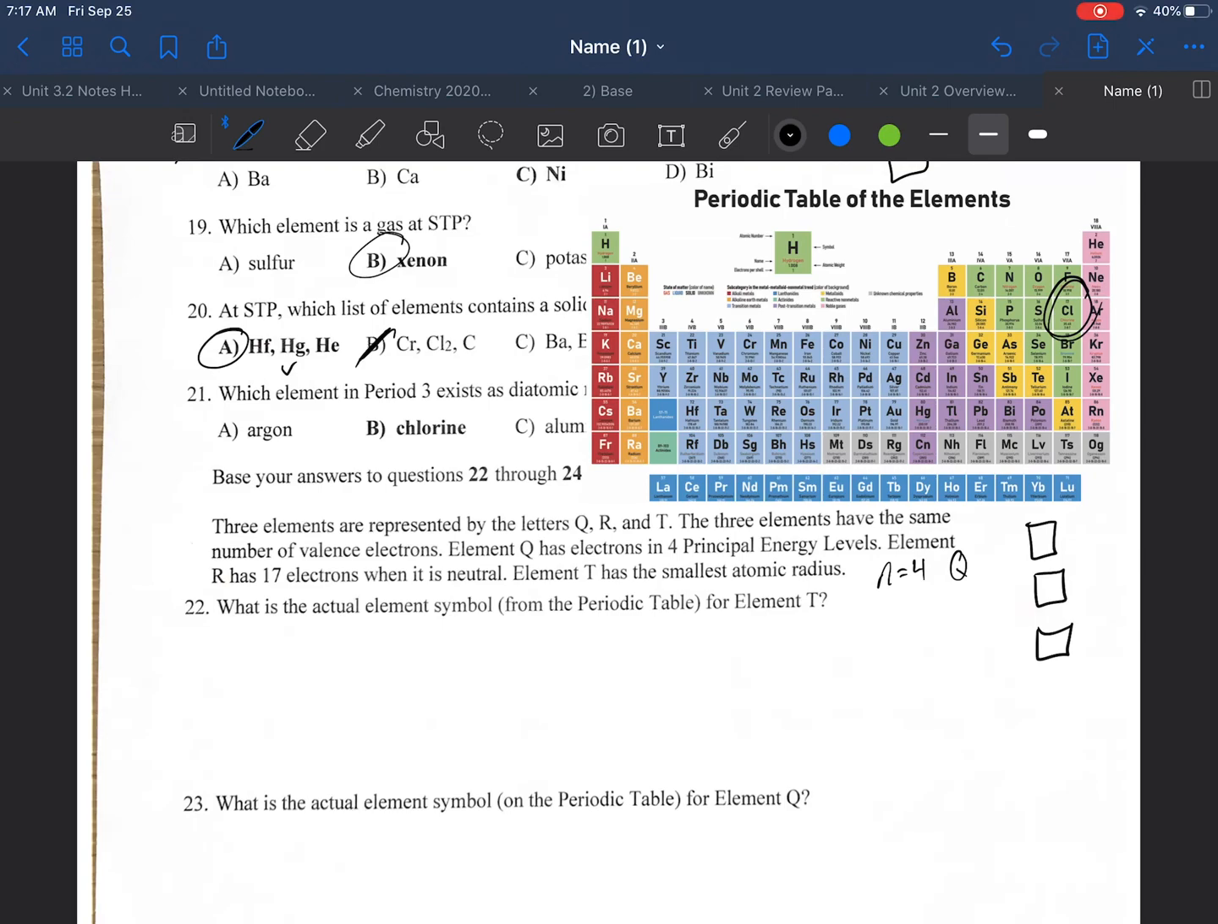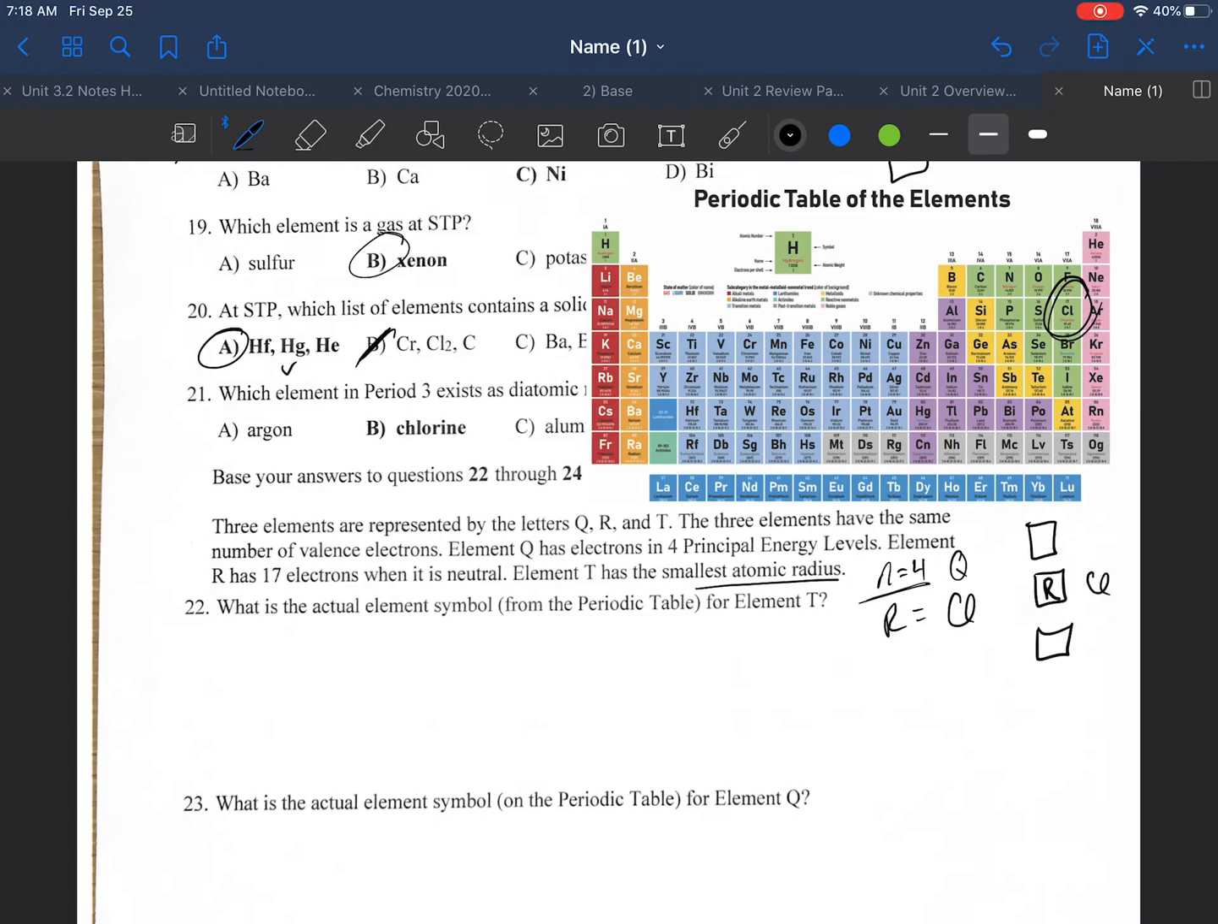So we know that R is equal to chlorine. And then element T has the smallest atomic radius. So if we have chlorine, and Q has a principal energy level of 4, T has to be smaller than both of these two. And since chlorine has only N equals 3, that puts R here.